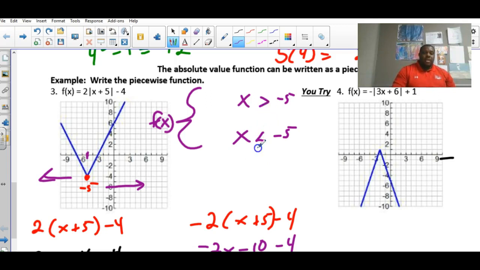Now, one of these is going to have the equal to sign. Don't write that down, but one of those has to have an equal sign. Let's figure out which one has the equal sign. See how this opens up? Because this absolute value function opens up, that means there's a positive in front. It's not a reflection. Since this is positive, all the x values in the positive direction, to the right, will be equal to. So this function represents the positive side, x is greater than negative 5. So this is going to be x is greater than or equal to negative 5. That is why this is an equal to. This opens up, so the positive side gets the equal to sign.